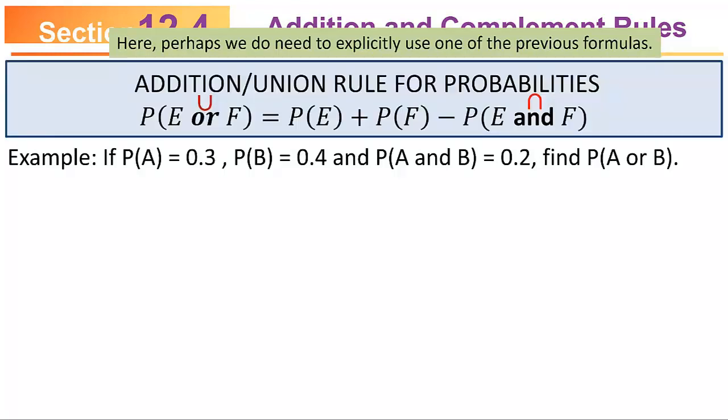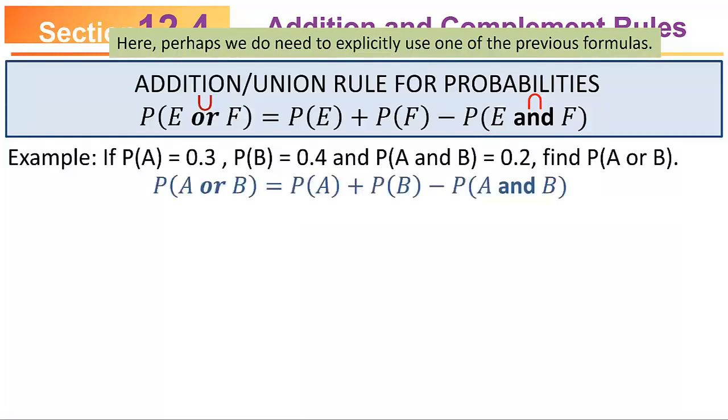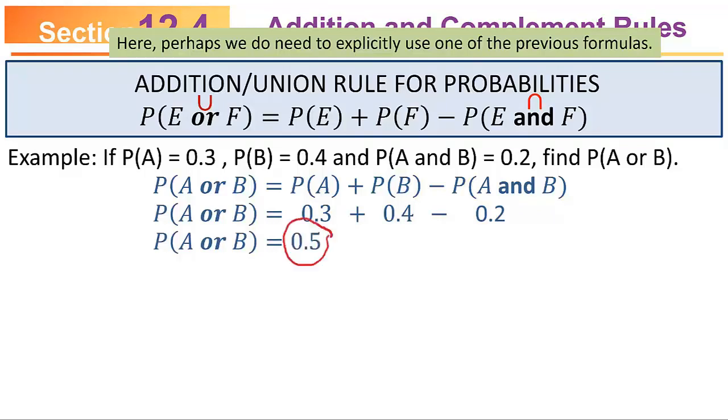If you write the formula down, replacing E and F with A and B, you get the probability of A or B is equal to the probability of A plus the probability of B minus the probability of A and B. Well, we know the probability of A is 0.3, we know the probability of B is 0.4, and we also know that the probability of A and B is 0.2. So a little bit of arithmetic tells you that the final answer, the probability of A or B, is 0.5. That's the most straightforward way to do it.